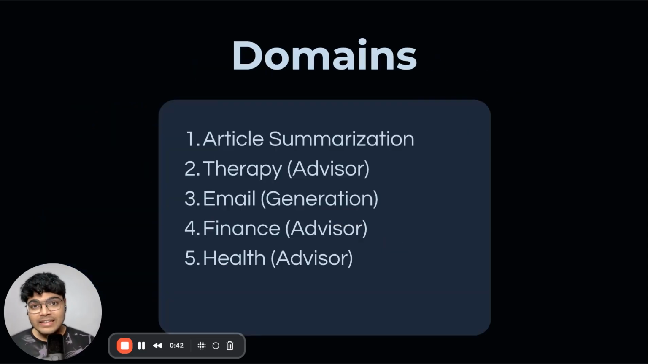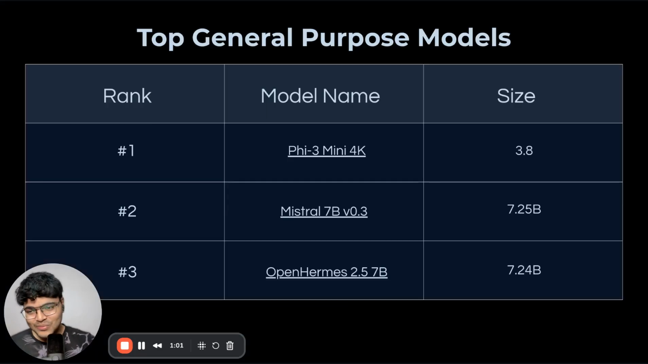Okay. So these are the five domains that we previously discussed. The first is article summarization, second is therapy, third is email, fourth is finance, and fifth is health. And using all these domains, we got domain wise scores and we averaged it. And that is how we got the total general score for each model. Okay. So let us now explore the winners.